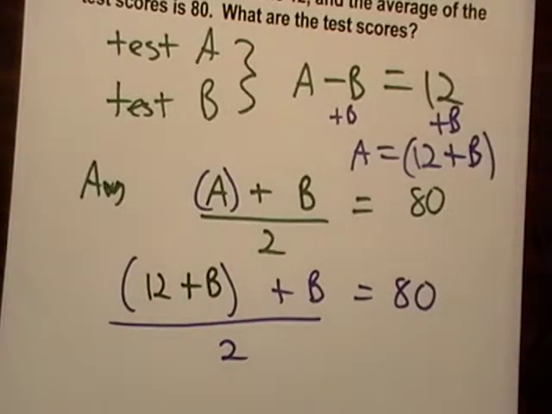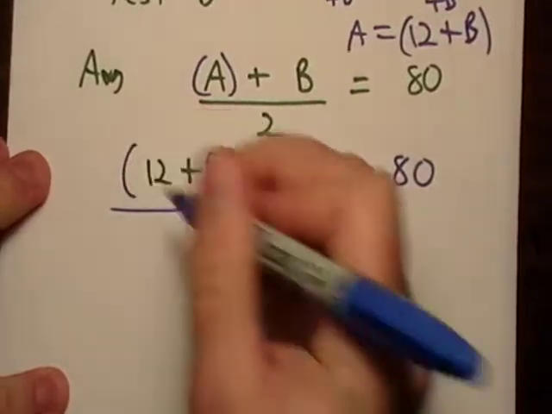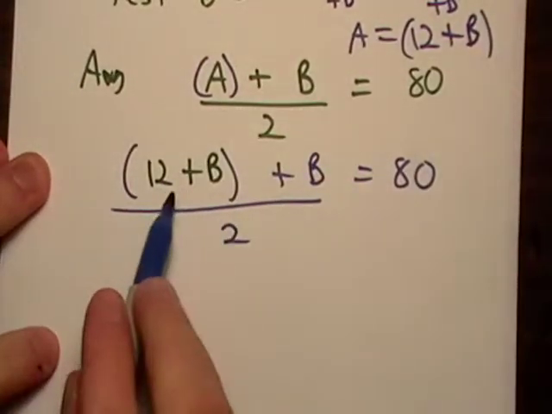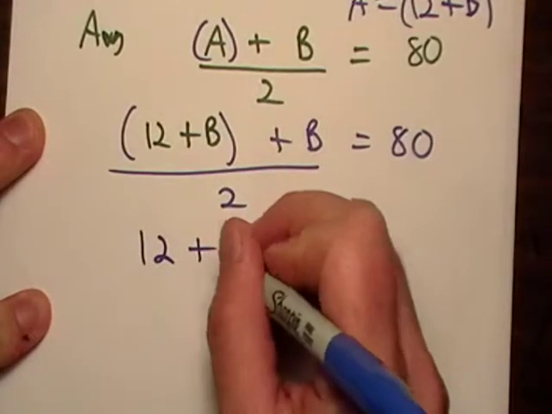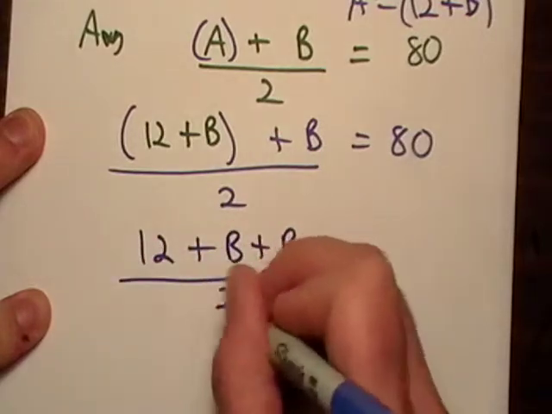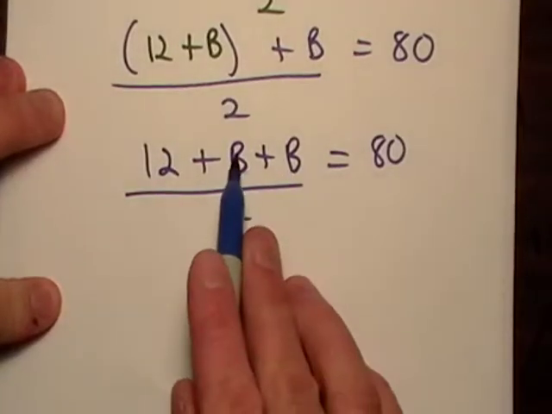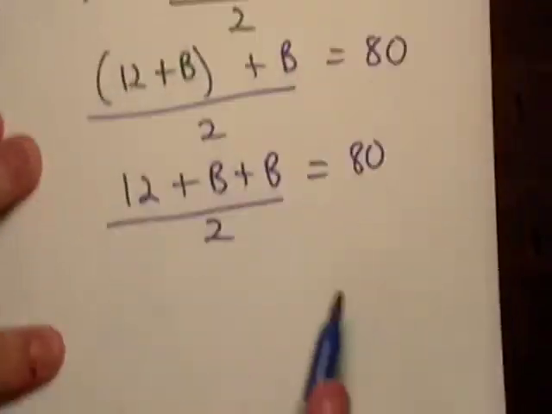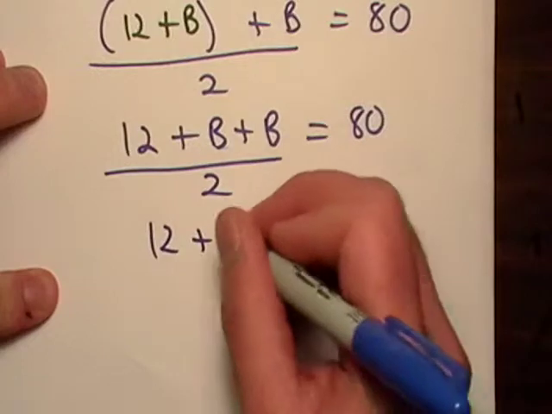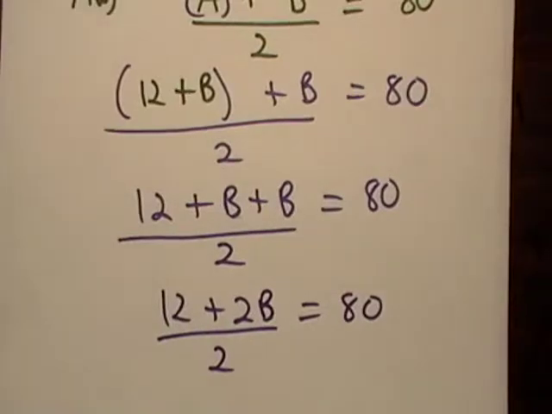Everything looks pretty good there, so it looks like we can clean this up a little bit. There's nothing to distribute, so I can go ahead and remove the parentheses. Everything inside the parentheses is simplified, so we are on to the next step. Equals 80. Remember, if the variables are the same, I can add them. I can't add A plus B, but I can add B plus B, and that's 12 plus 2B. Now it's just like a good old algebra problem, isn't it?